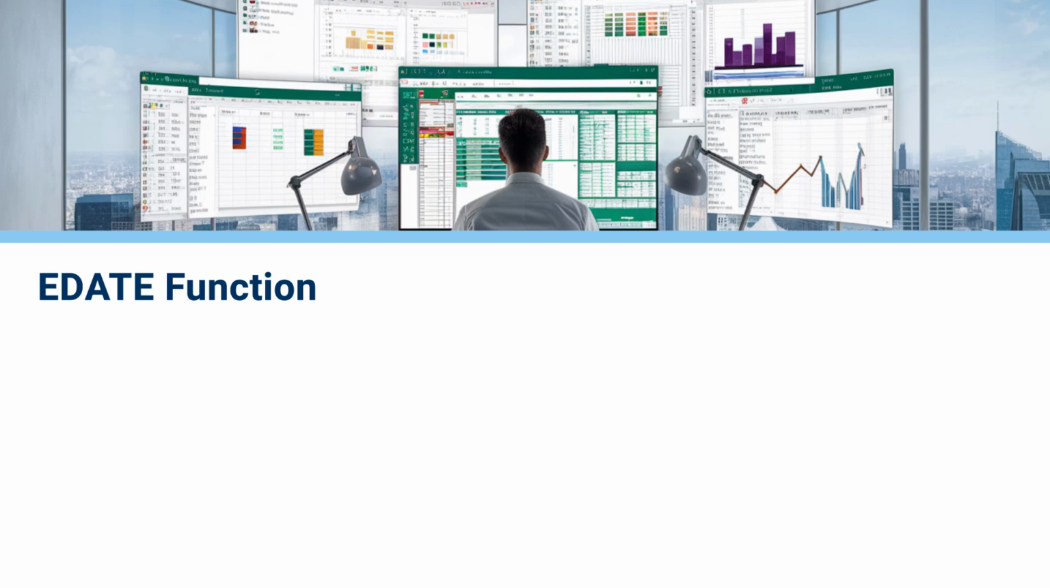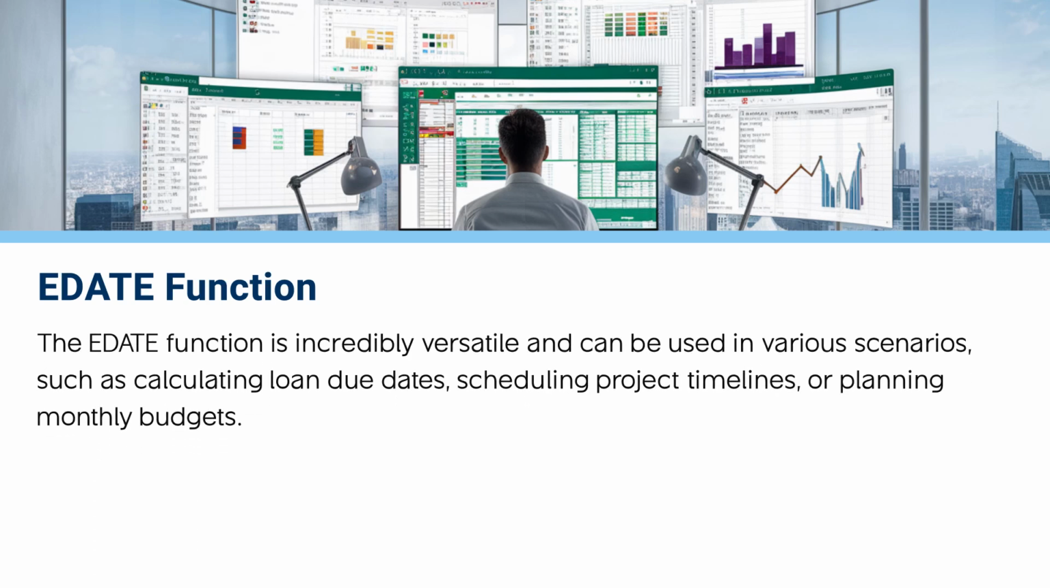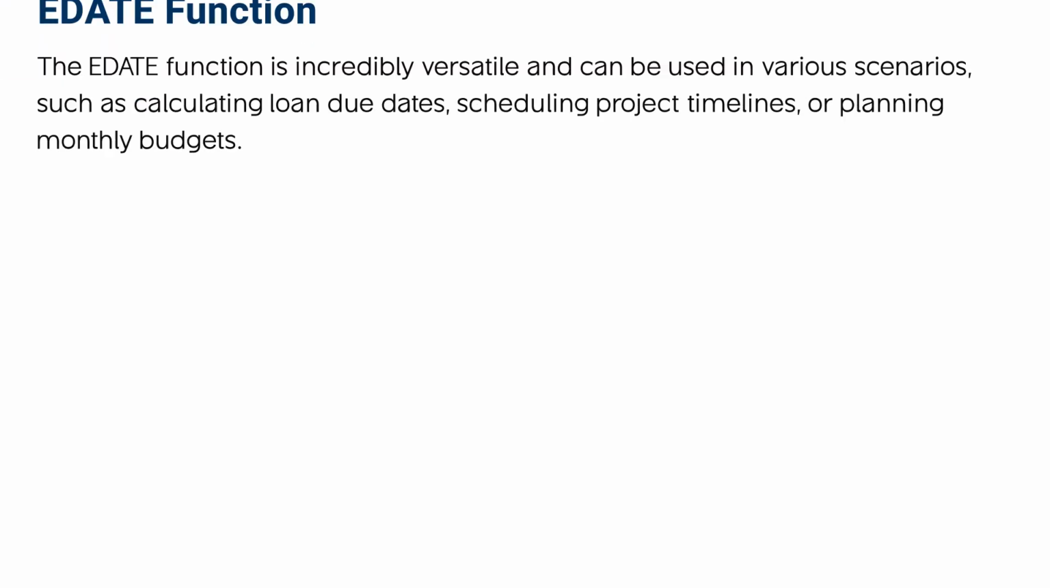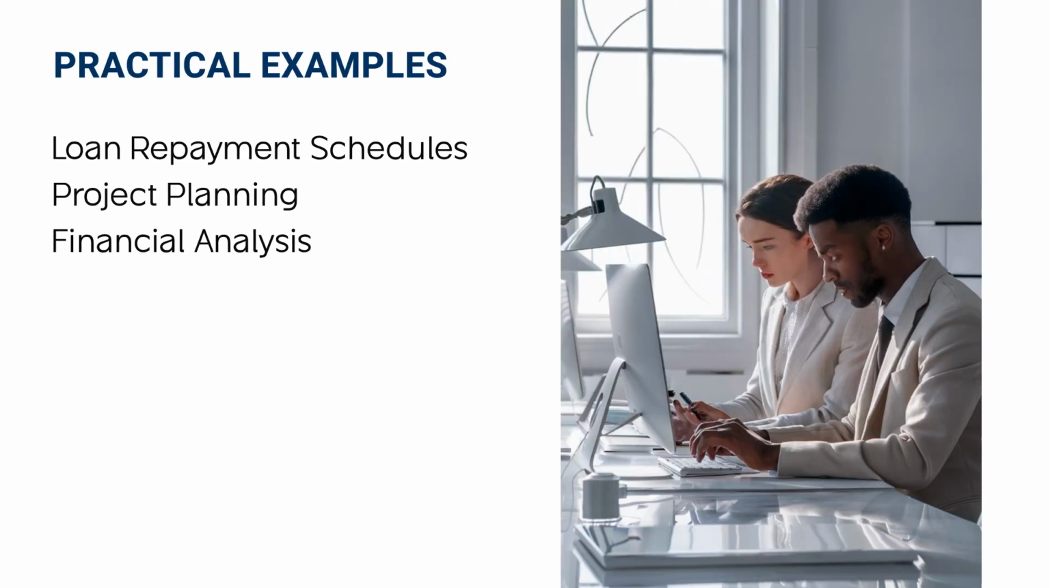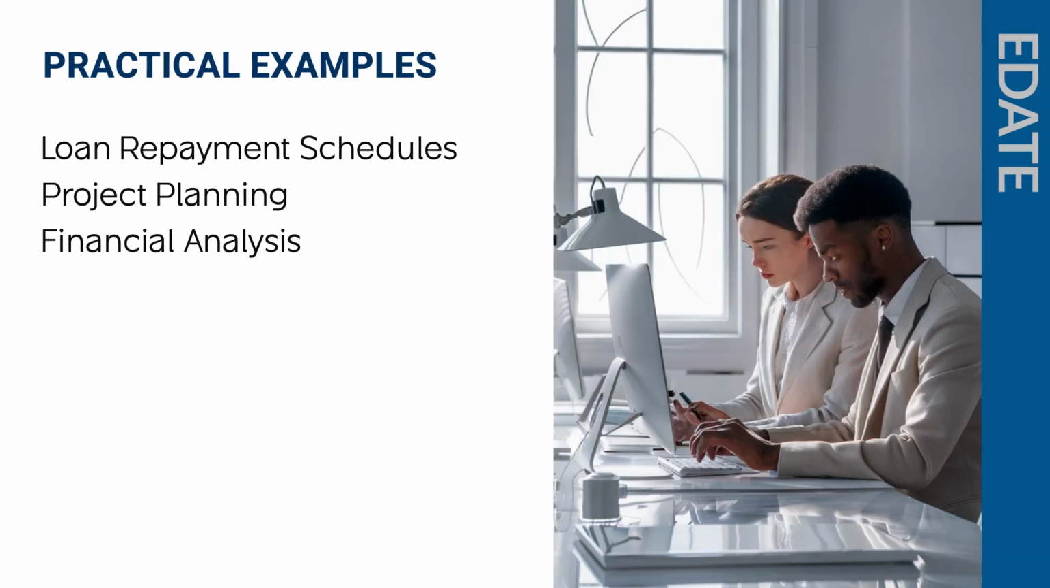The EDATE function is incredibly versatile and can be used in various scenarios, such as calculating loan due dates, scheduling project timelines, or planning monthly budgets. Here are a few practical applications of the EDATE function. Loan repayment schedules: calculate the exact date a payment is due, a certain number of months from the loan start date. Project planning: determine milestones or deadlines based on a set number of months from a start date. Financial analysis: use EDATE to track when payments or installments are due over a period.